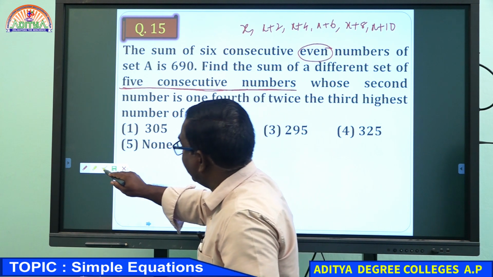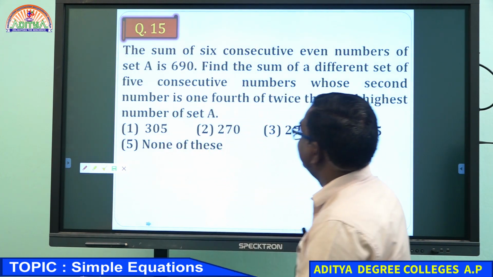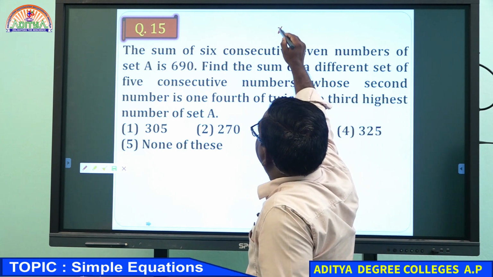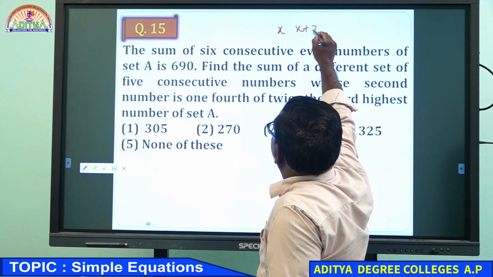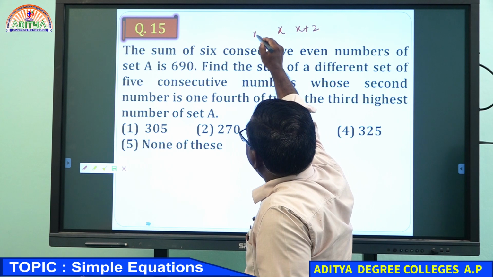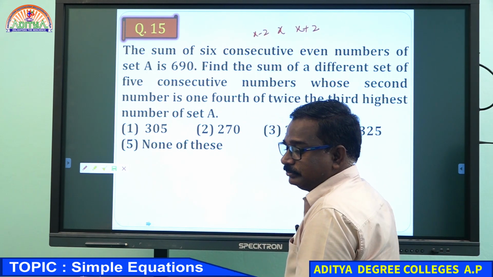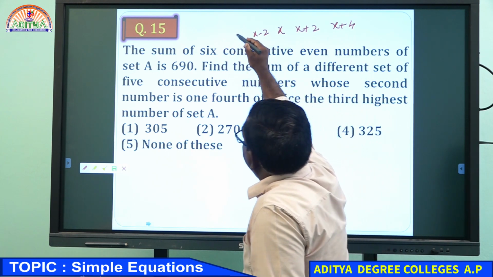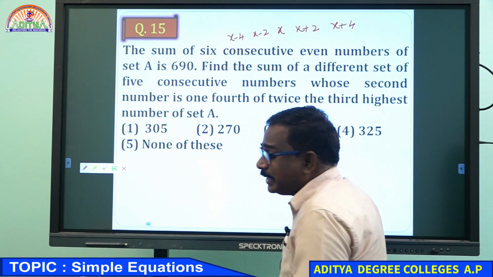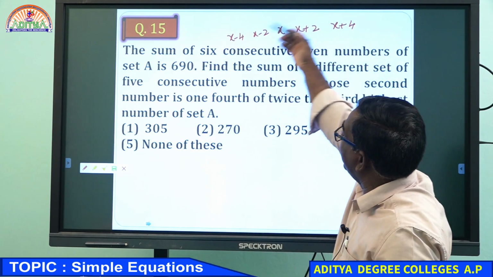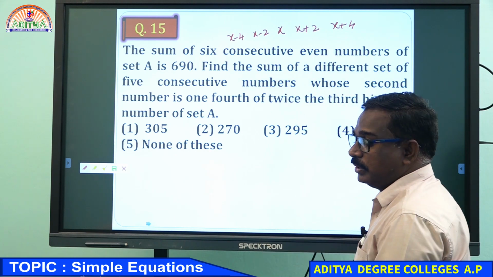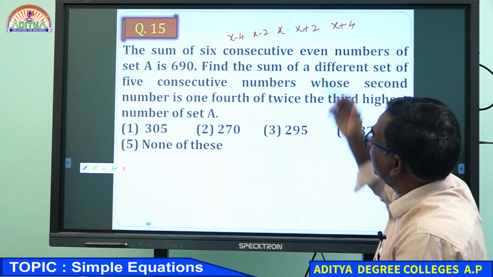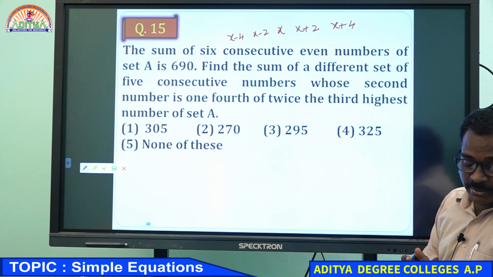We can take in another manner. See once here, 6 consecutive numbers. Suppose we take one number as x, another number you can take x plus 2. Before number you can take x minus 2. Another number x plus 4, and the before number x minus 4. Why are we taking like that? Plus 4, plus 2, minus 2 will be cancelled. Directly you will get x as the answer, the middle number you will get.